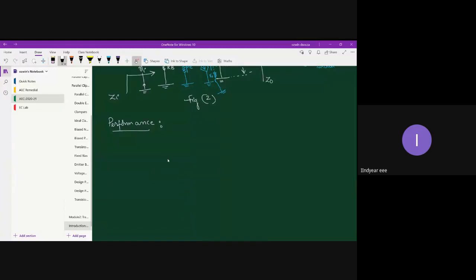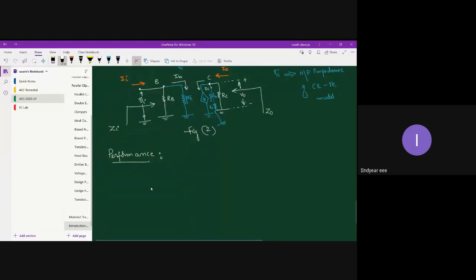Fine. So performance parameters. Firstly, let us start with Zi. Zi is defined as the input impedance, and the equation for Zi will be Vi by Ii. Vi is the voltage which is applied across base to ground; you can clearly observe Vi over here. And Ii is the current which is getting into the transistor network.